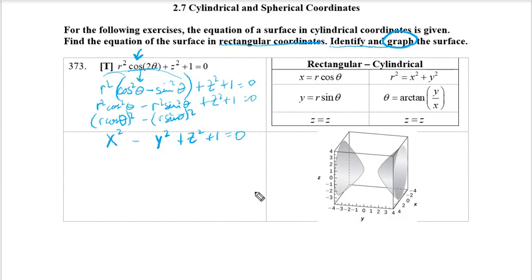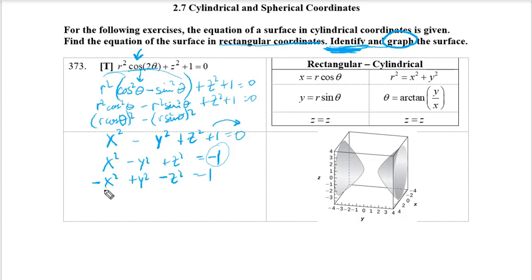Now that's an okay equation. If we put it in standard form, however, we can probably identify that surface. So if we move this 1 over to the other side, x squared minus y squared plus z squared equals -1. And then we change this to a positive 1 by multiplying through by negative. We have the standard equation.